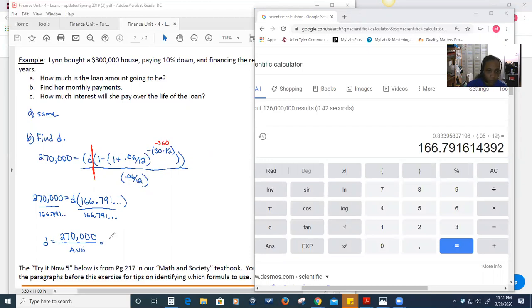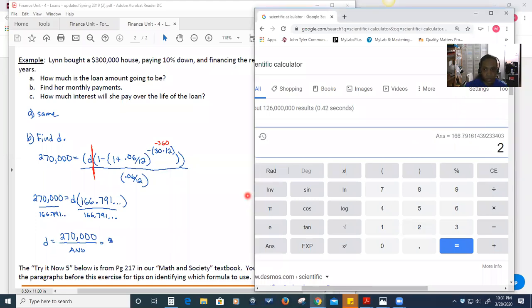Again, don't clear anything because you want the calculator to use that answer that you just got. So here we go, 270,000 divided by that answer equals, and there's your $1,618.79 again.